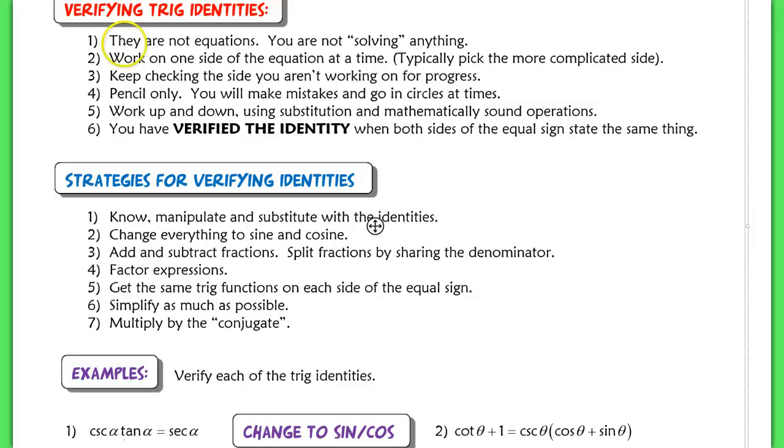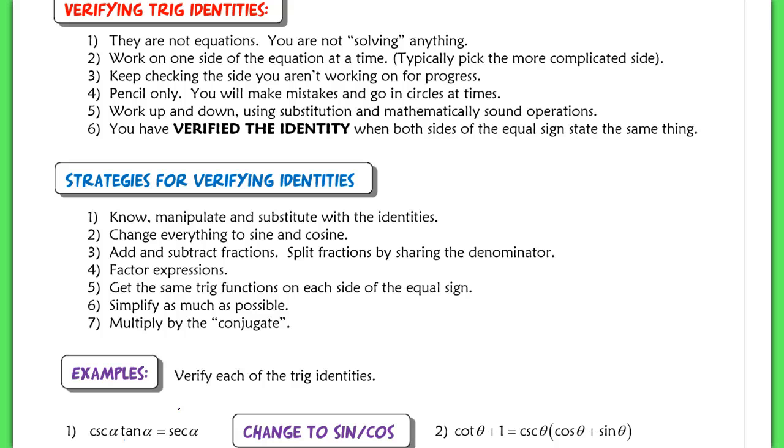So what we do is we work on one side of the equation, and we usually pick the more complex side. So for example, here would be a pretty basic trig identity that I would prove by working on the left-hand side first. I want to show algebraically that that left-hand side can transform into the right-hand side. So I only look at the left-hand side and I work on the left-hand side.